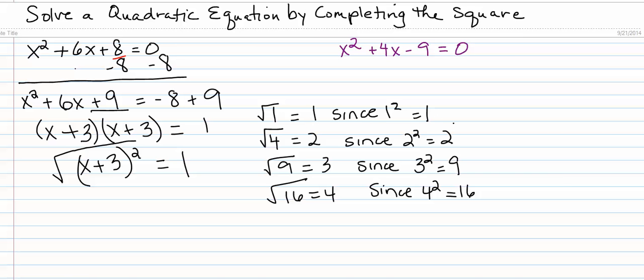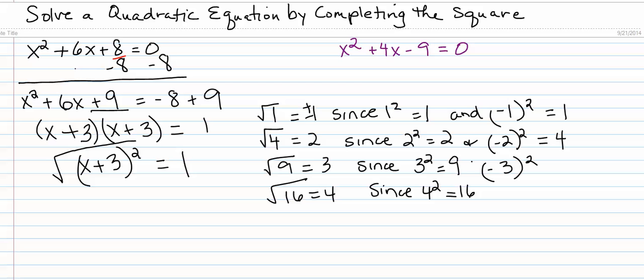Not only could it be a positive one, but it could also be a negative one. Isn't it true that negative 1 squared also gives me a positive 1? And negative 2 squared also gives me a positive 4. And negative 3 squared also gives me a positive 9. And negative 4 squared also gives me a positive 16. So when I take square roots of numbers, I have to remember that there are two possible answers. And for every quadratic equation, there should always be two possible answers.